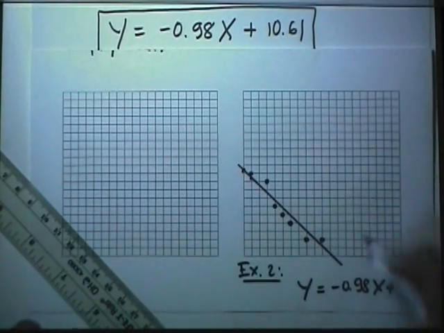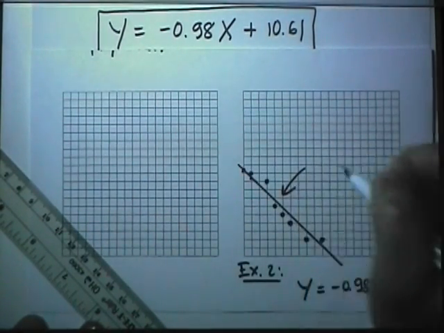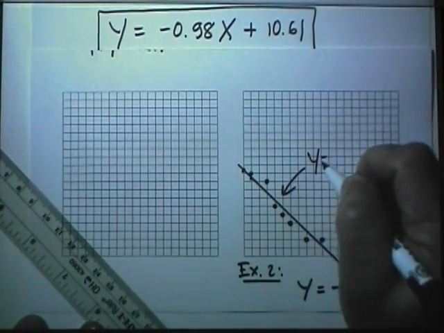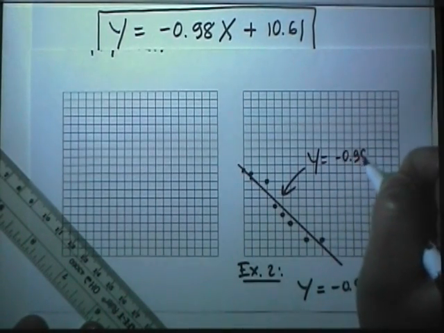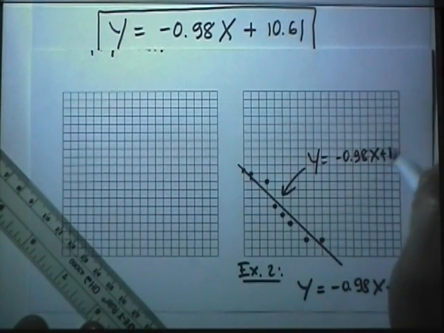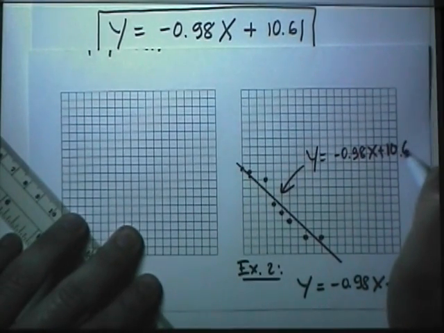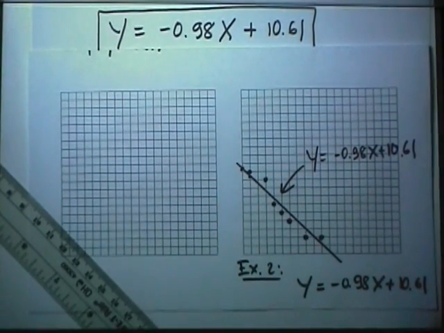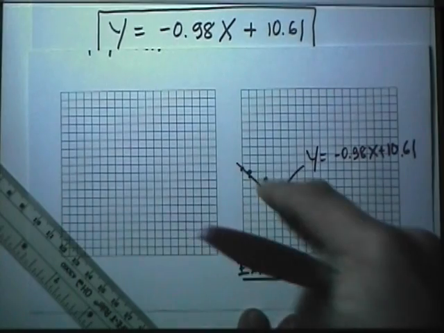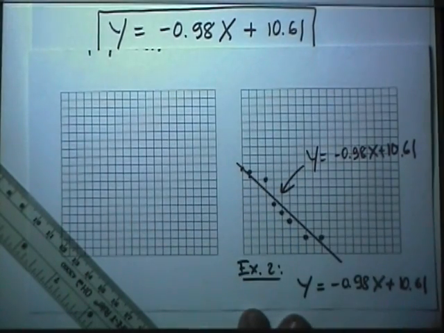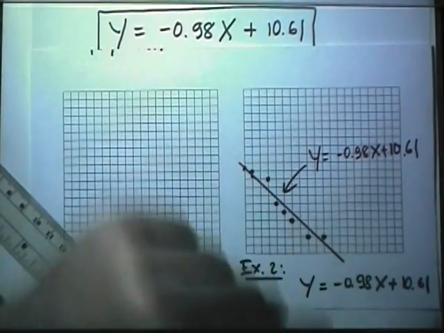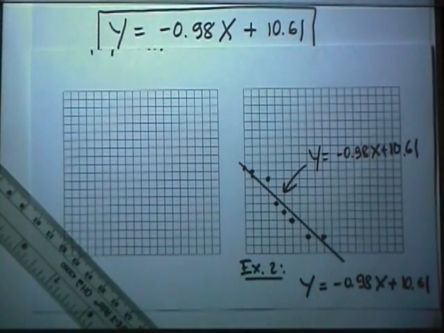Okay, so that line right there in red is the line y equals minus 0.98x plus 10.61. And in this problem, since the slope itself is a negative slope, the line is dropping down, and it's also consistent with the fact that all our data points right here are dropping. Okay, so this is the end of our discussions on linear regression.